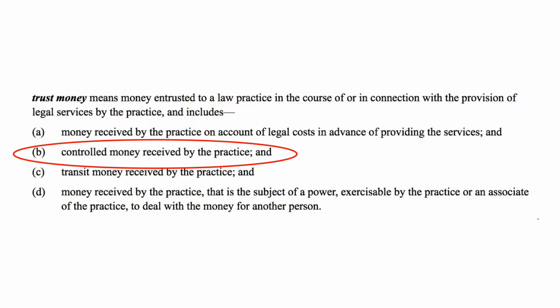First up, it's just money received or held by a law practice. So you might momentarily think this is different to trust money, which, if you remember from the first video, is money entrusted to a law practice in the course of or in connection with the provision of legal services by the practice. So that requirement for the connection to legal services doesn't initially seem to be there, does it? Well, a little further down in Section 237, in the definition of trust money, it says that trust money includes controlled money. So the definition of controlled money really needs to be read down with the definition of trust money.